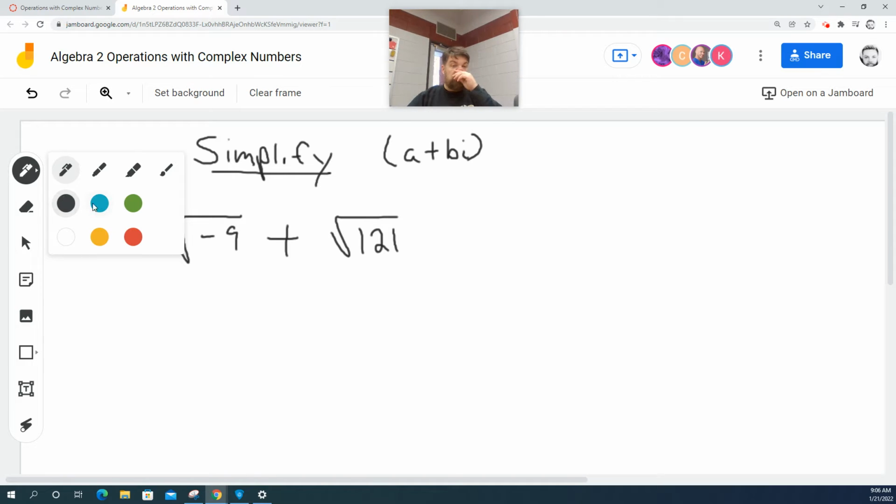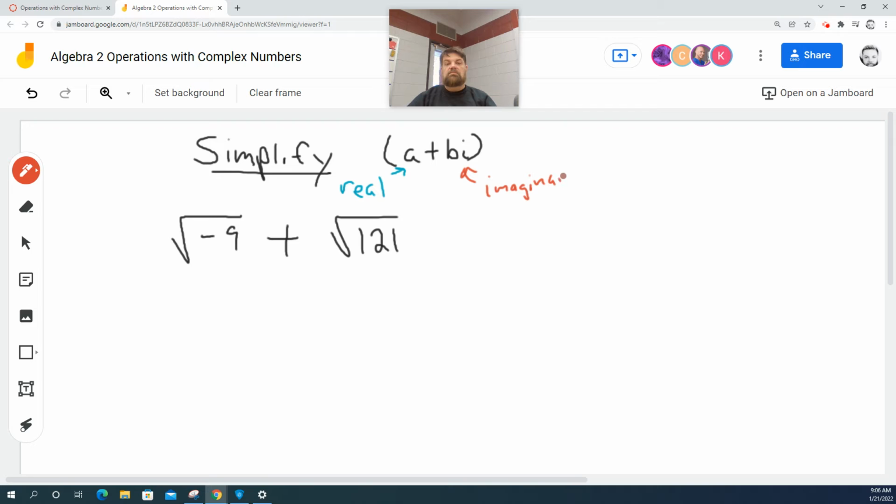And just a real quick reminder, a is the real part. That means it's a real number. The convention is you always put the real number first, and i is the imaginary part, and the whole thing is called a complex number. Okay. Also, I should probably note that the square root of negative 1 equals i, and negative 1 is equal to i squared. Okay. So now I have a negative here.